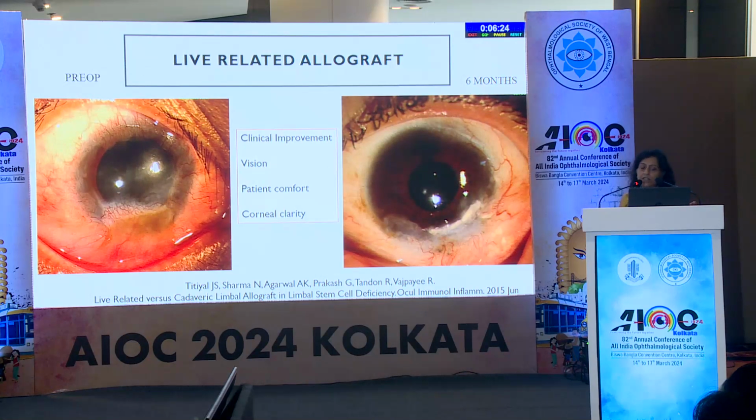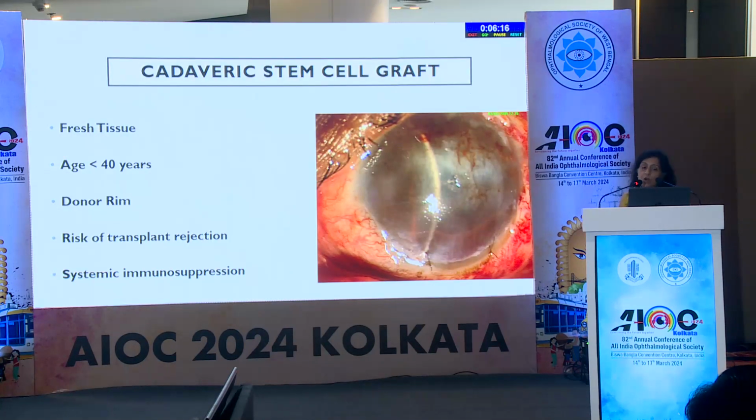The trouble with these is that you can have rejection, so you do have to watch very carefully, and there is clinical improvement both in vision, patient comfort, and corneal clarity. The other option is a cadaveric stem cell graft. Here you can apply it in the form of a lenticule. So here you are not removing the epithelium on the ocular surface. It takes a little bit more time.